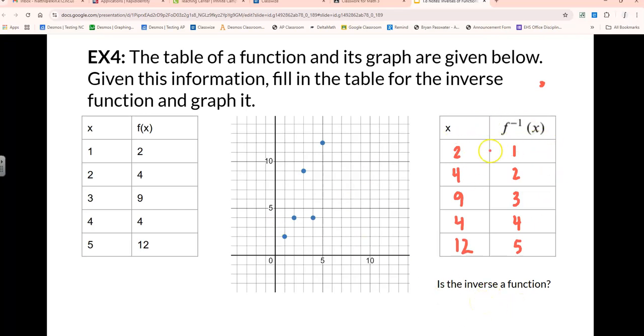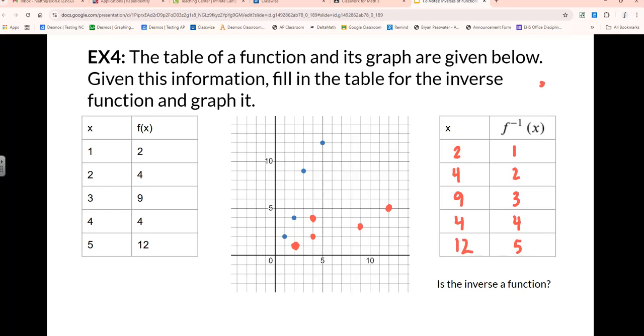So in red over here, I'm going to graph my new points, my inverse points. I've got the point (2, 1), which would be right here. I've got the point (4, 2), which is right here. I've got (9, 3) right here. I've got (4, 4), which is right here. And I've got (12, 5), which falls right here. So those red points are my f inverse of x.